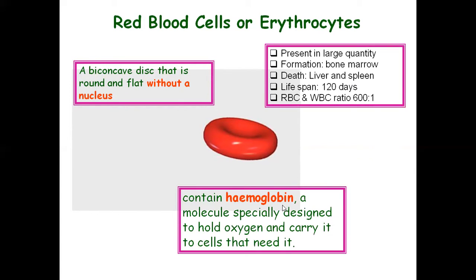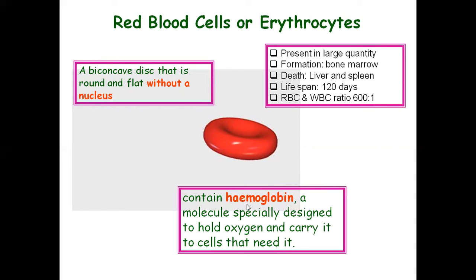It contains hemoglobin. Hemoglobin consists of two Greek words, hem plus globin. Hem means iron and globin means protein. So it is an iron-containing protein substance. Here the iron is ferrous type.